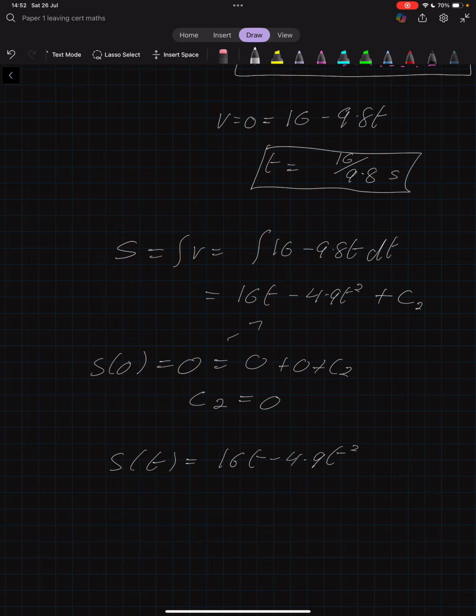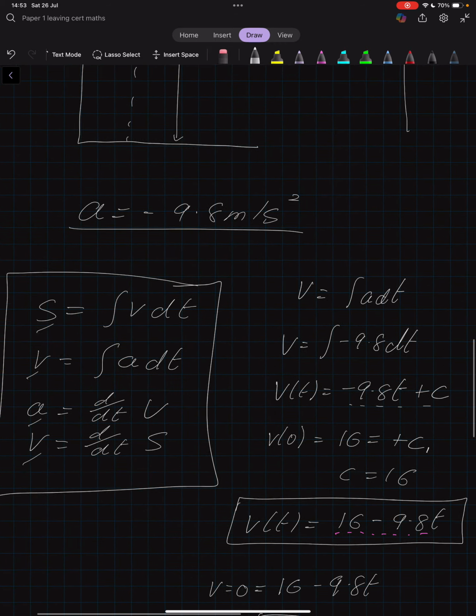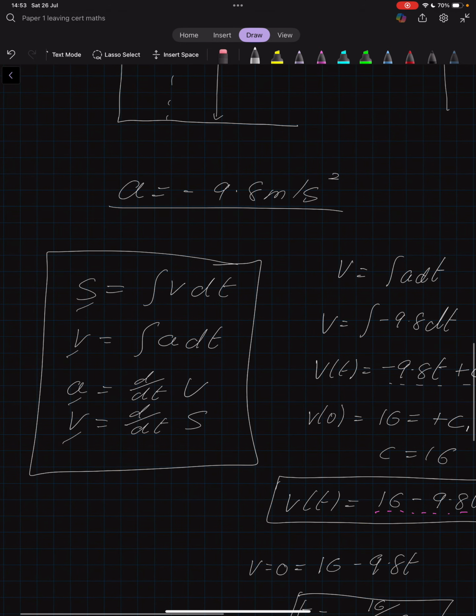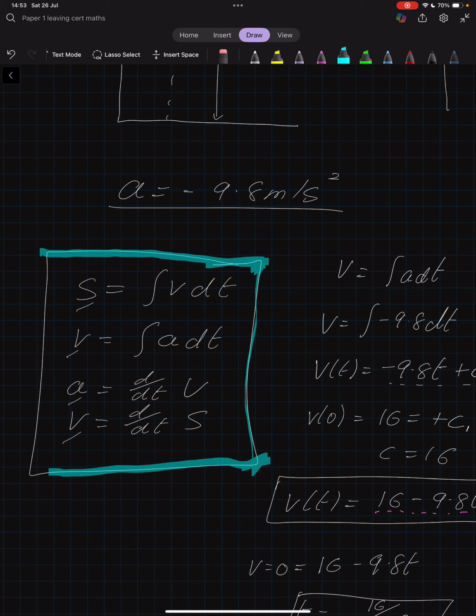And that's that. That's the end of that question. These rules are the most important thing to have, because again, these aren't in the log table, so you will need to know them, unfortunately. Just to have it in the back pocket in case it does come up.